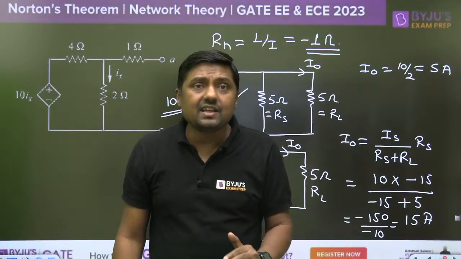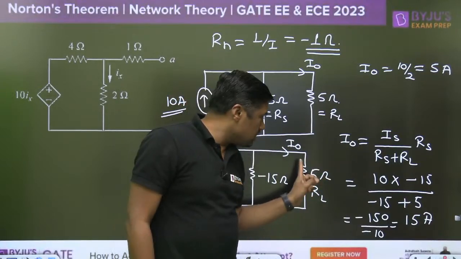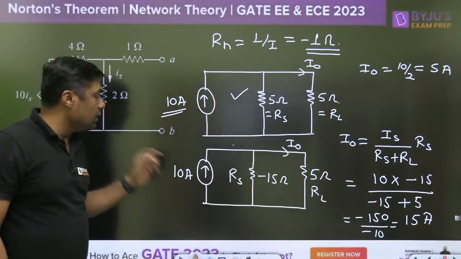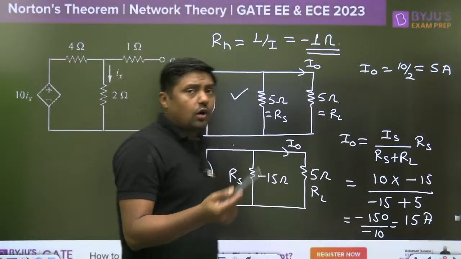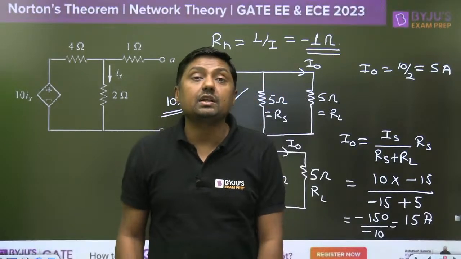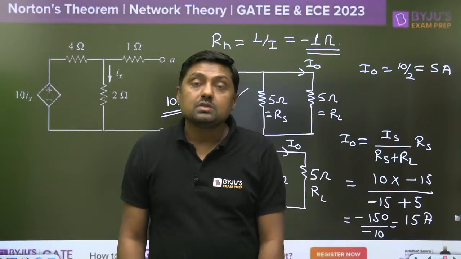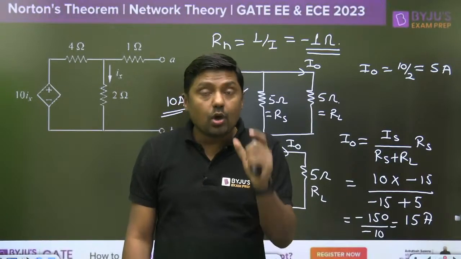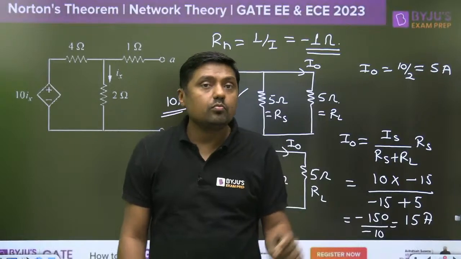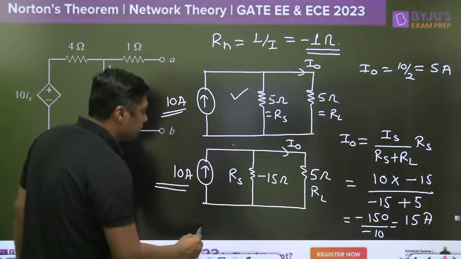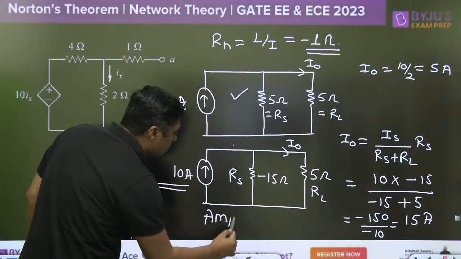But in second case, the output current is greater than what? Input current. Greater than, the magnitude of the output current is greater than the input current. Sometimes you may get negative value, but you have to check what? Magnitude. Magnitude is high, means this circuit is what? Amplifier.